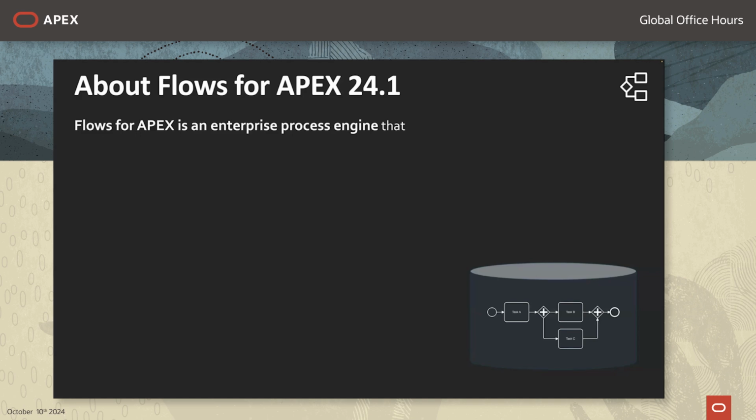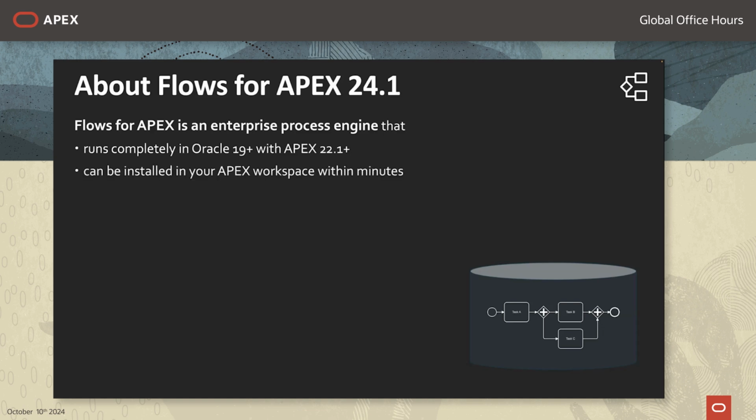Flows for Apex is an enterprise-grade process engine that runs completely in the Oracle database. That can be 19C or higher. And it requires you to have Oracle Application Express 22.1 or higher. It can be installed in your Apex workspace within minutes. That includes also apex.oracle.com.